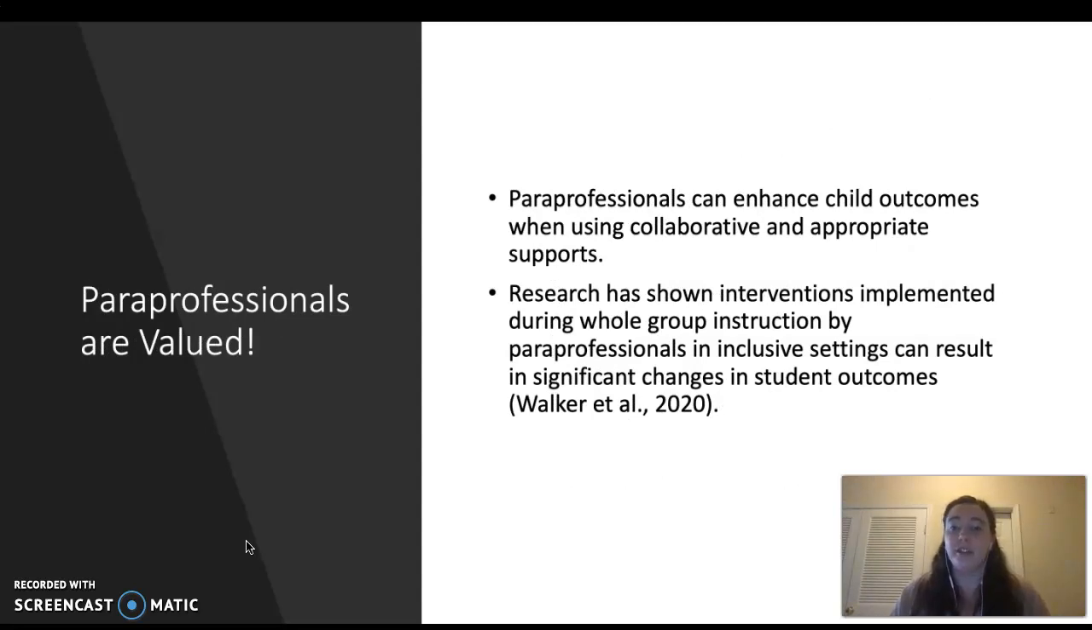We know that paraprofessionals can enhance child outcomes when using collaborative and appropriate supports, and research has shown that interventions implemented during whole group instruction by paraprofessionals, specifically in inclusive settings, can result in significant changes in student outcomes. This is from a recent article from Walker et al., a meta-analysis that was just published this month, actually.